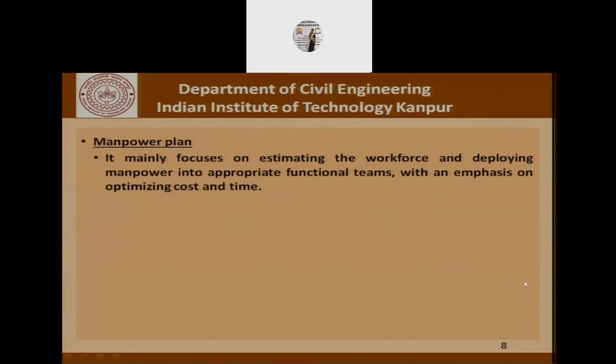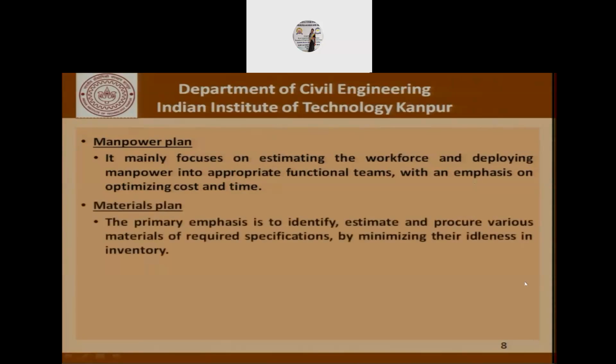If we talk about the manpower plan, it mainly focuses on estimating the workforce and deployment of manpower in appropriate functional teams, with an emphasis on optimizing cost and time. As far as the materials plan is concerned, the primary emphasis is to identify, estimate and procure various materials of required specifications, while minimizing their idleness in inventory.